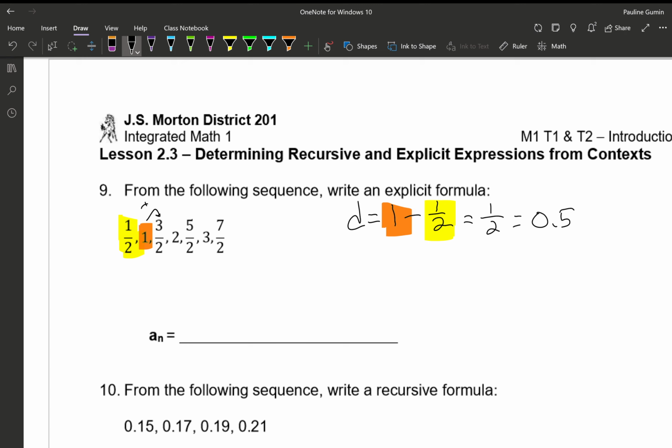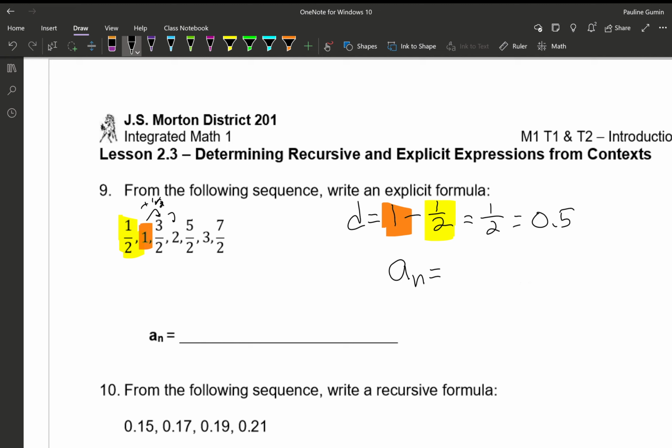1 plus 1/2 is 3 halves. 3 halves plus a half is 2. Plus a half is 5 halves. Plus a half is 3. Plus a half is 7 halves. So that is correct. Okay, now our explicit formula is a_n equals a_(n-1) plus d. And d is, whoops, I did that backwards. This is our recursive formula. Haha. Never mind. Let's try that again.